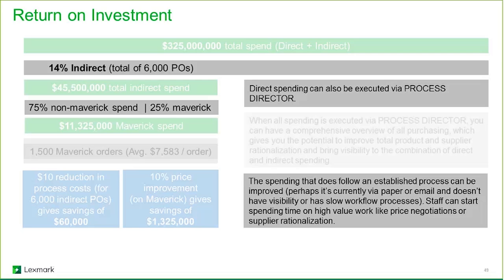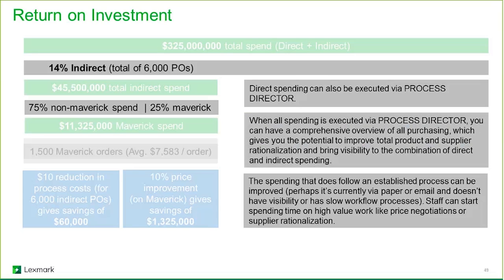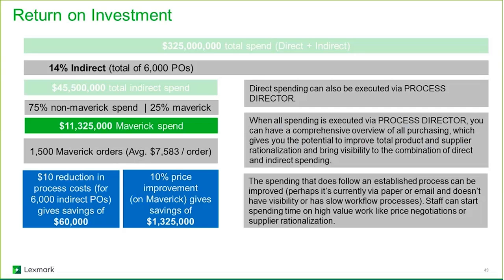And we can also handle direct spend. But in general, when all the spending is managed through Process Director combined with the SAP solution, you have a comprehensive overview of all purchasing, which gives you the potential to improve the total product and supplier and bring visibility into both direct and indirect spending and improve your profitability and affect your cost management in a positive way.